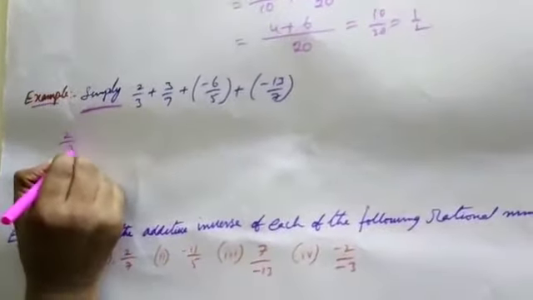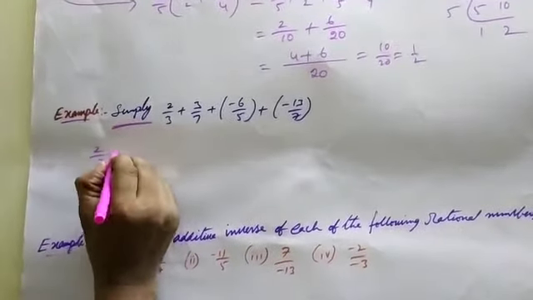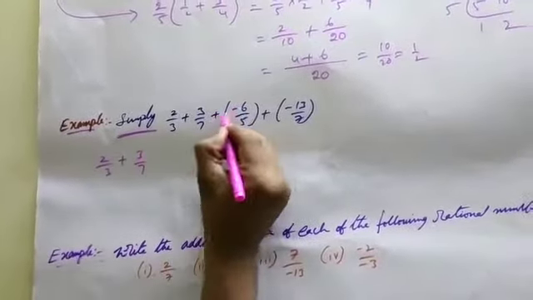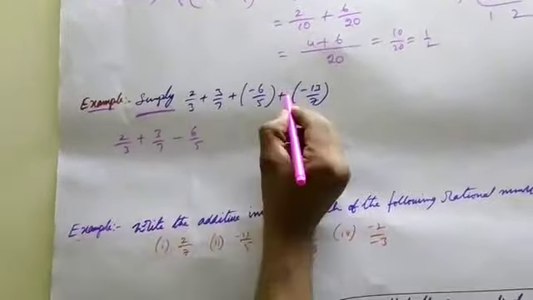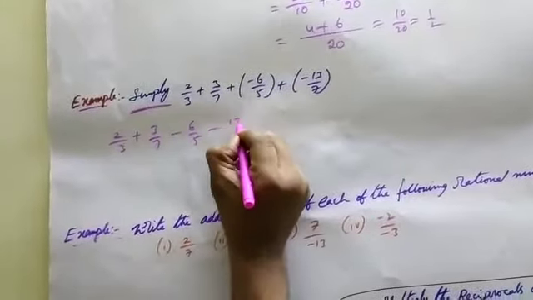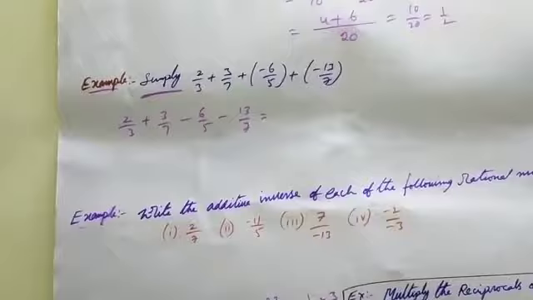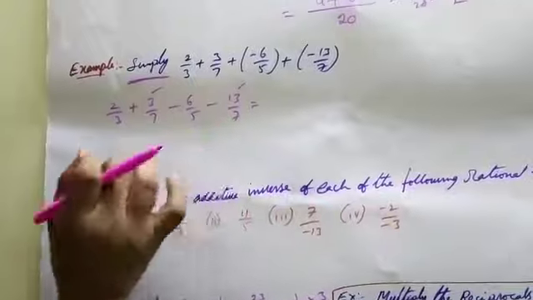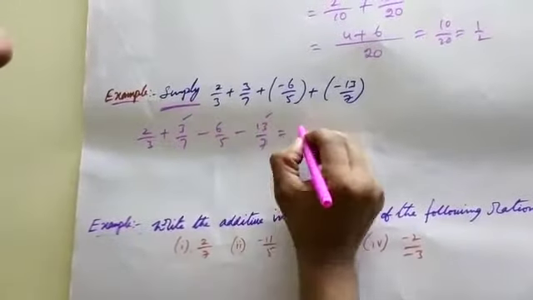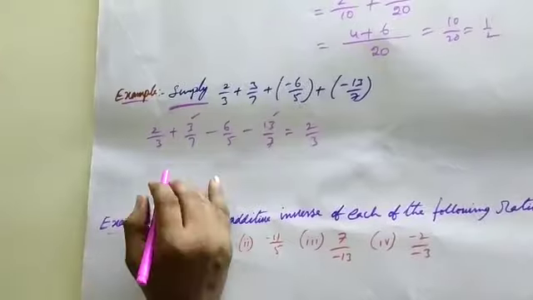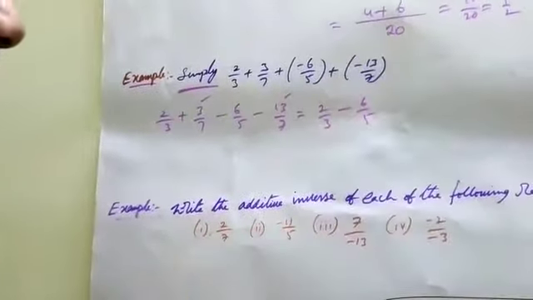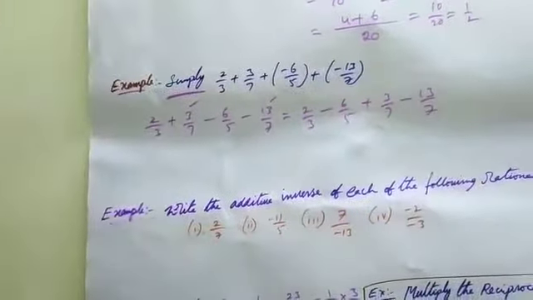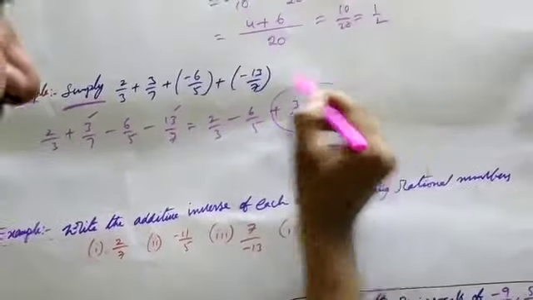Therefore 2 by 3 plus 3 by 7 minus 6 by 5 plus into minus 13 by 7. Here 3 by 7 and 13 by 7 are like fractions. Like fractions means the denominators are the same. Therefore, first of all, you write 2 by 3 minus 6 by 5 plus 3 by 7 minus 13 by 7. First of all, you solve the like fractions.